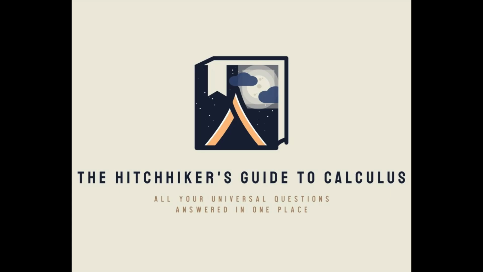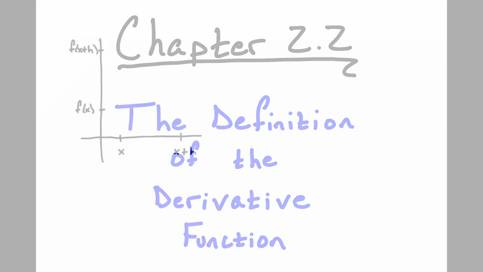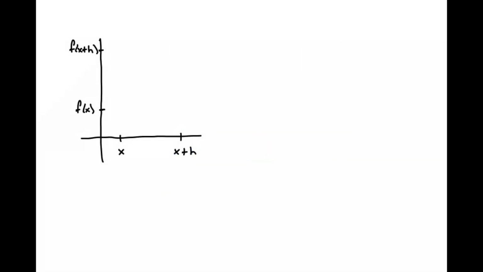My name's Kevin, and I'll be your guide to Chapter 2.2, the definition of the derivative function. If you watched our last video, you'll recognize this graph, albeit with a couple changes. On the x-axis, we're going to distinguish between 2 points, x and x plus h, and their respective y values. So this first point on the left would be x, f of x, and the point on the right would be x plus h, f of x plus h.